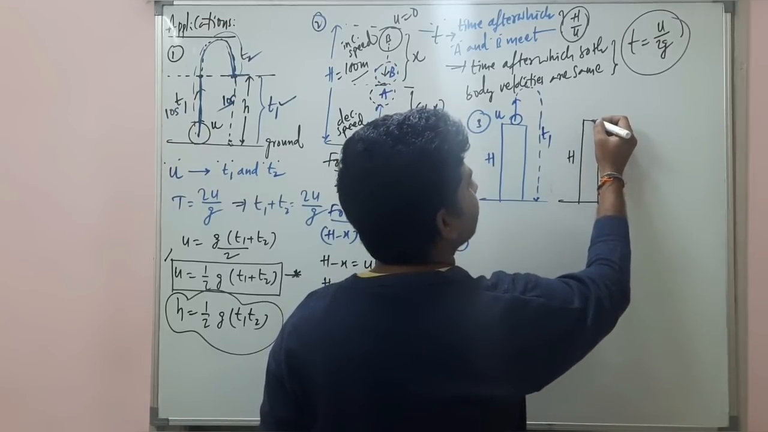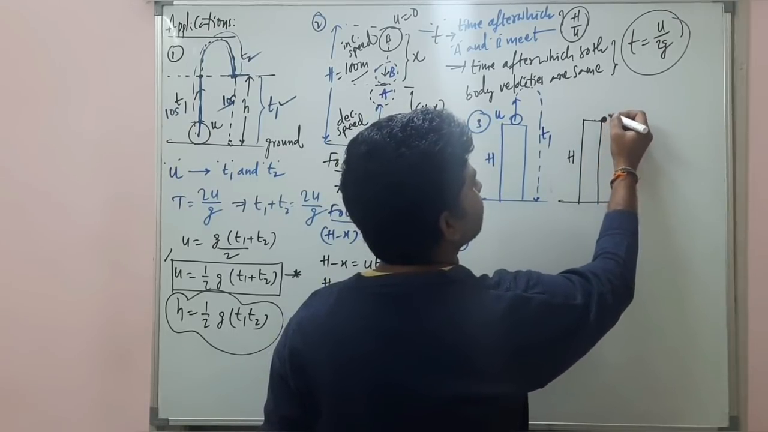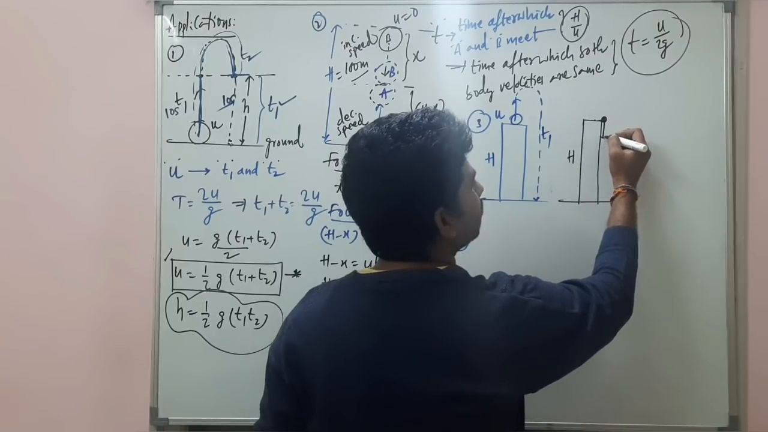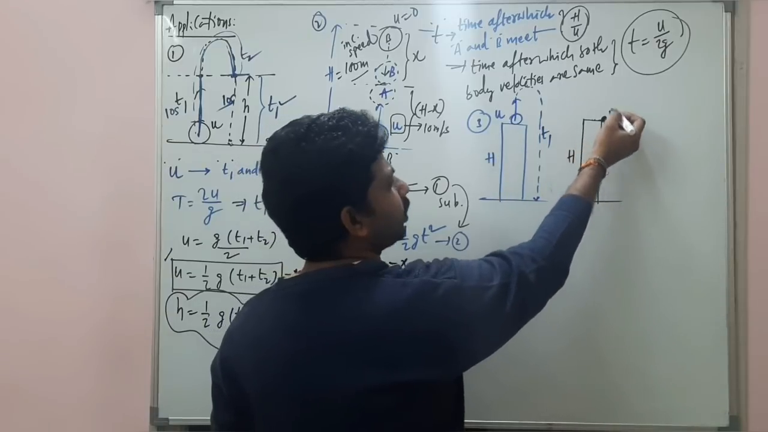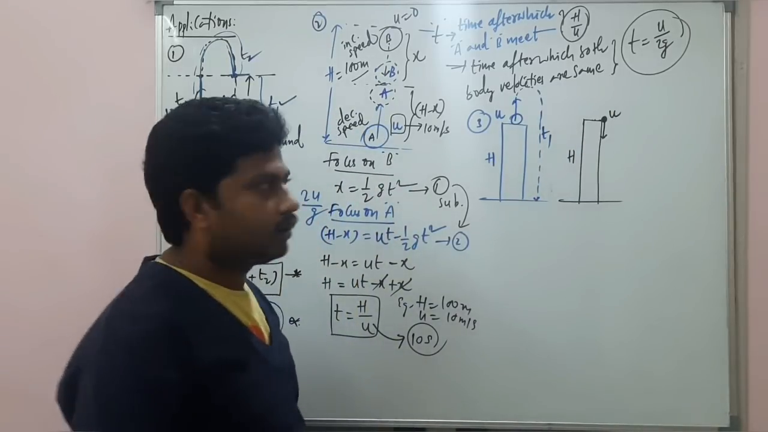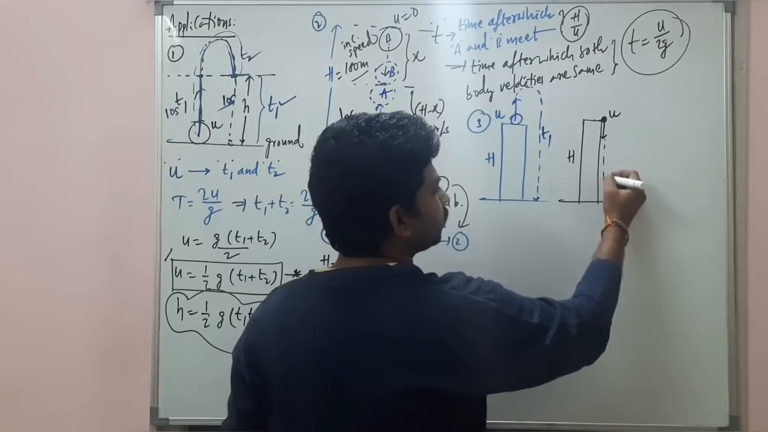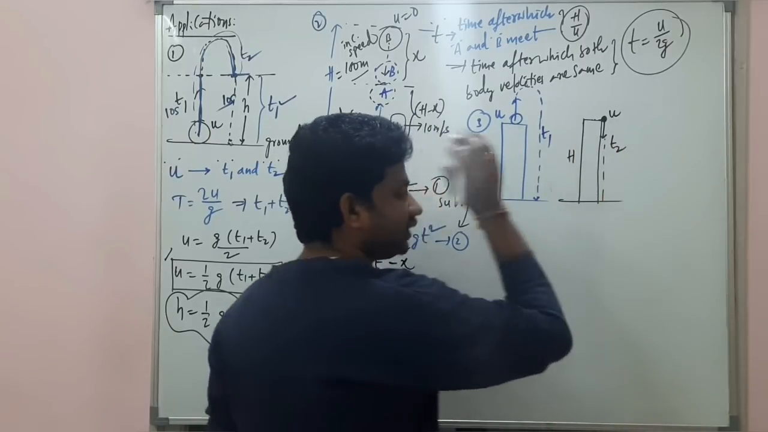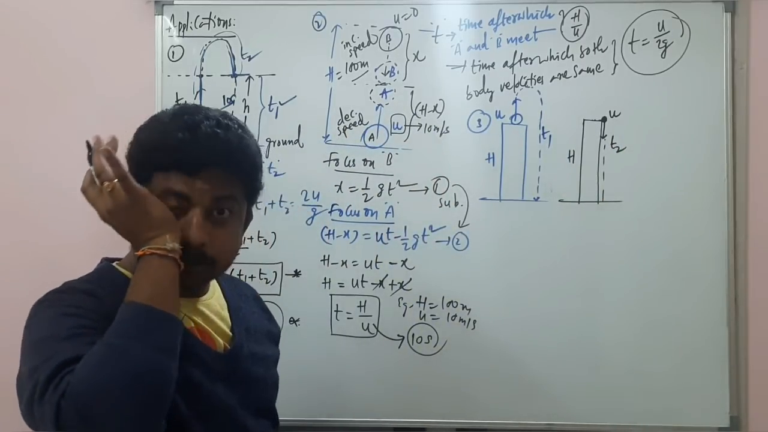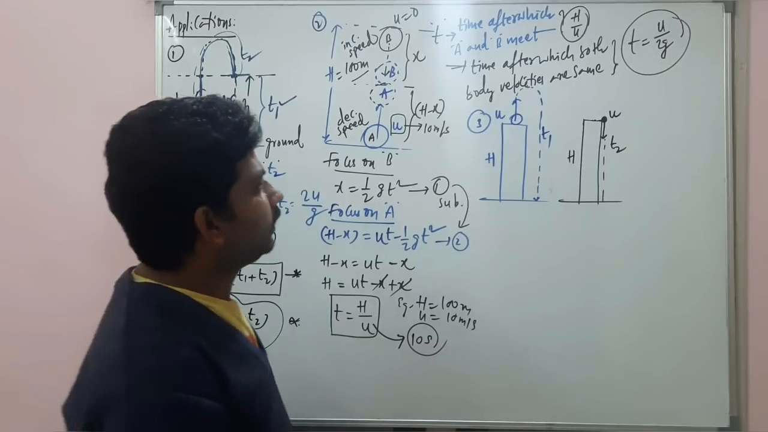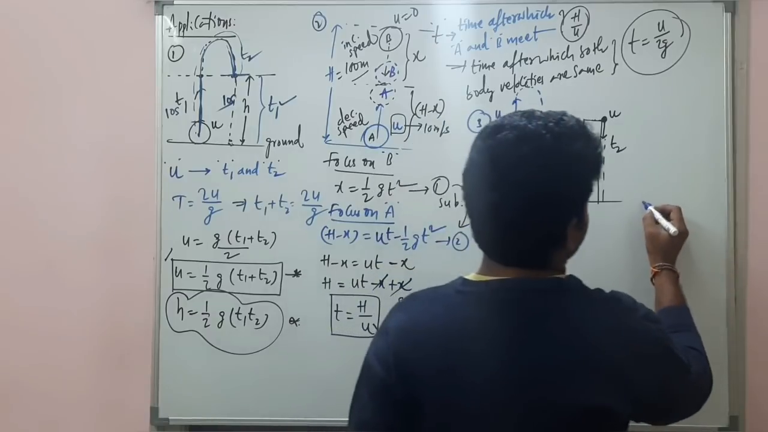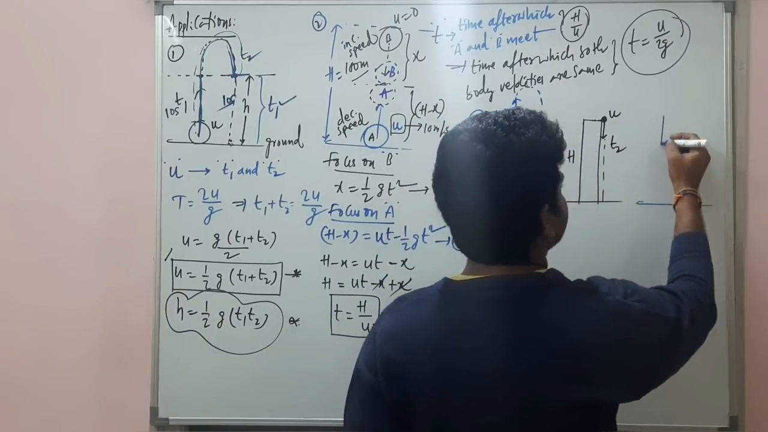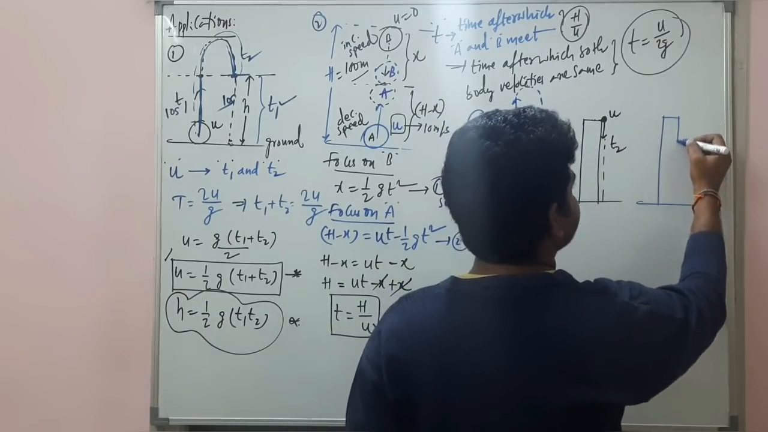So there is another body which is just thrown downwards with the same initial velocity. With the same initial velocity, the body is thrown down. The time taken by the body to reach the ground in this case is t2. Okay? Clear? Now, there is a third case. So this is the third case. What happened in this case? This is the third case, my dear students.